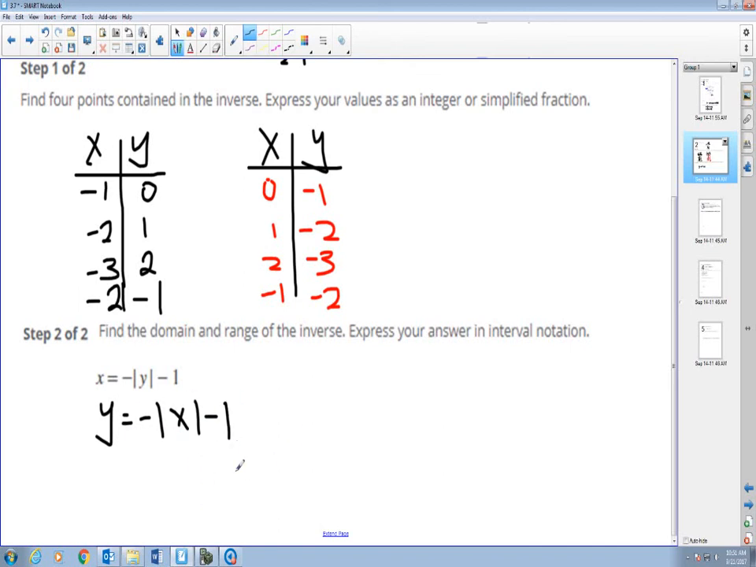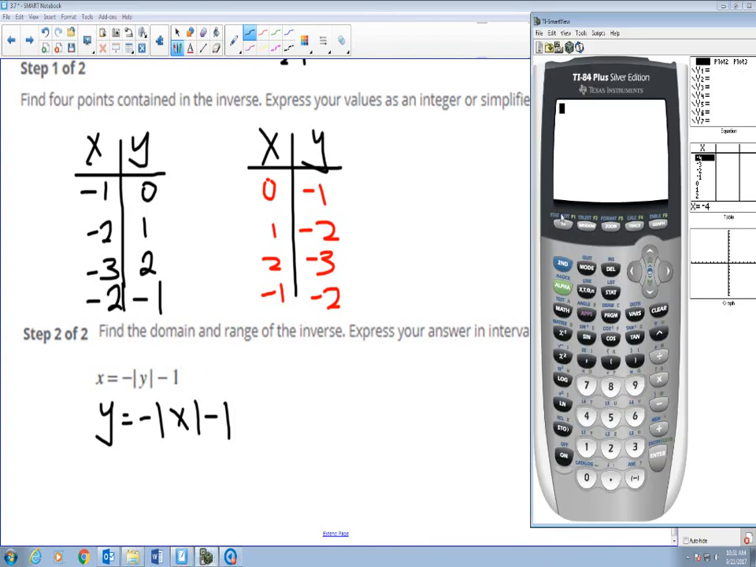So what kind of function is this? This is actually an absolute value function now. Negative absolute value of x minus 1. There you go. Now check it out. These are my coordinates. I'm going to double check to make sure those are my coordinates: (0, -1), (1, -2), (2, -3), (-1, -2). So I'm doing this right. Now I end up with the V open downward.